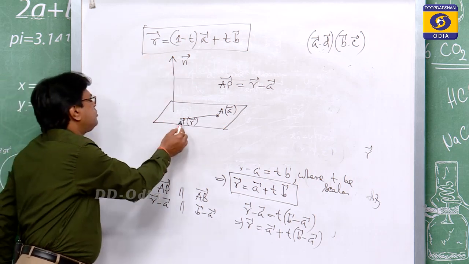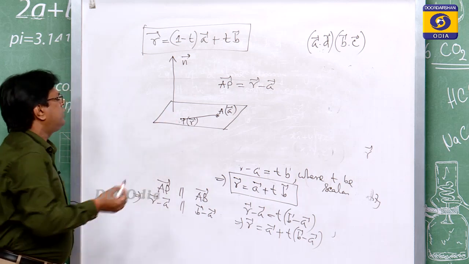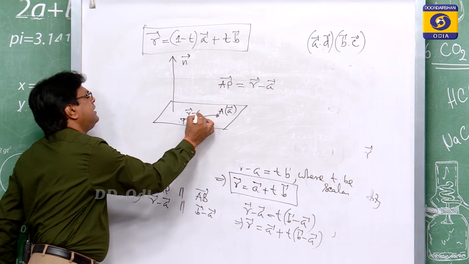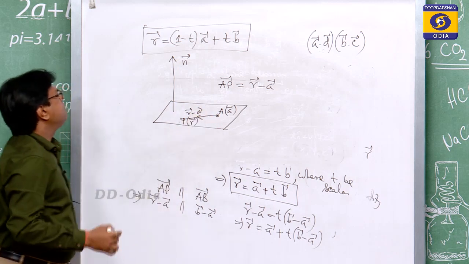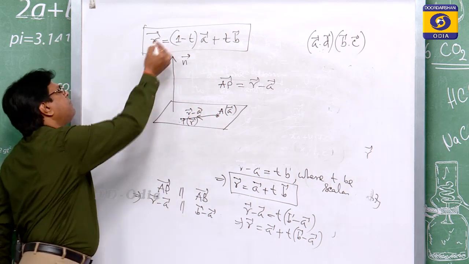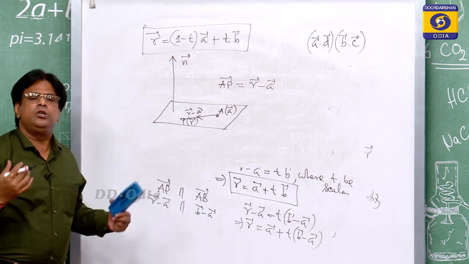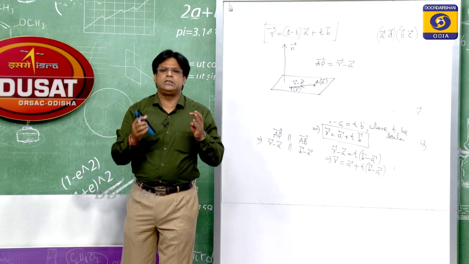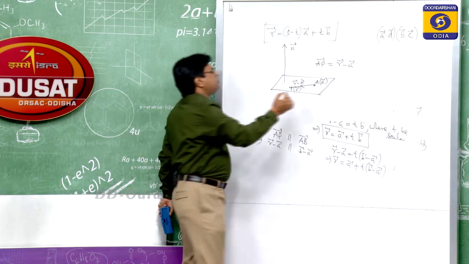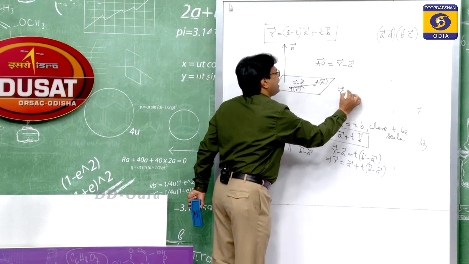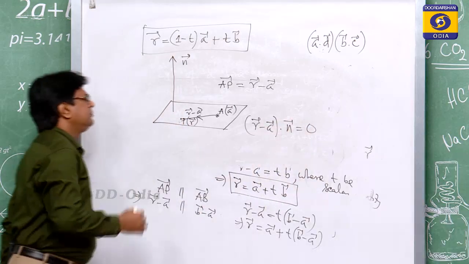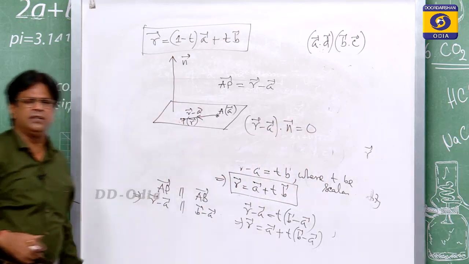So, we take another variable point r, so that the vector AP is equal to r minus a. This is your r minus a vector, the AP vector. So, r minus a is perpendicular to the n vector. We know that if two vectors are perpendicular, then the dot product is equal to 0. So, the equation is (r minus a) dot n vector is equal to 0. This is the vector equation of this plane.